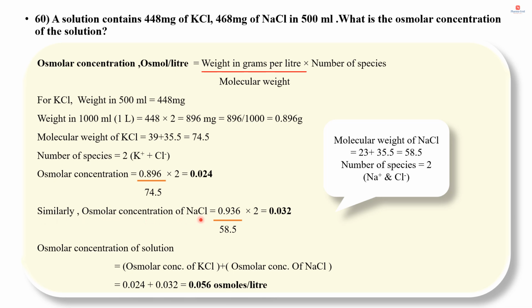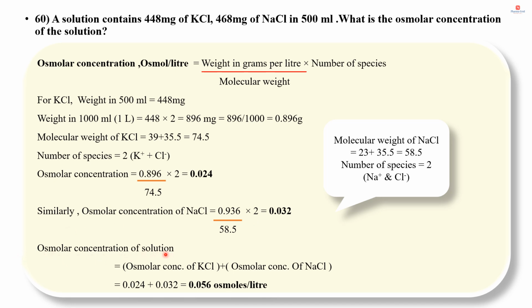Similarly, find out the osmolar concentration for sodium chloride. Here it is given that 468 milligram of sodium chloride is present in 500 ml. So like what we have done for potassium chloride, find out the weight in 1000 ml or 1 liter. So we will get the answer as 0.936 gram. 0.936 gram divided by the molecular weight of NaCl, that is 23 plus 35.5, that is equal to 58.5, into 2, which is the number of species, that is sodium and chlorine. 2 species are present in sodium chloride. So we got the osmolar concentration of sodium chloride as 0.032.